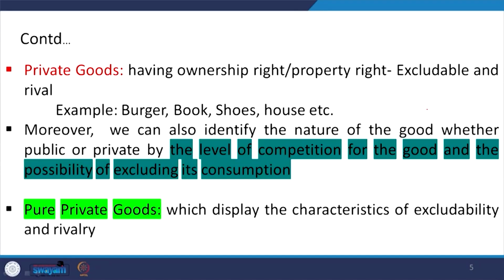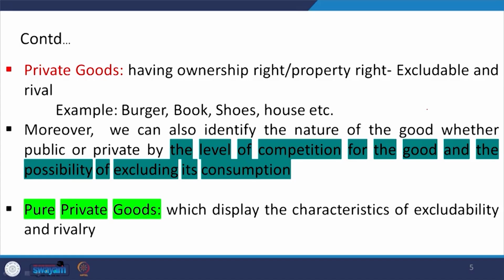And just like public goods, these private goods can be pure private goods and impure private goods. In real life, pure private goods or pure public goods are the extreme cases, so in real life we find mixed cases. A pure private good has the characteristics of excludability and rivalry, and an impure private good displays the qualities of excludability and rivalry to some extent, but not fully.